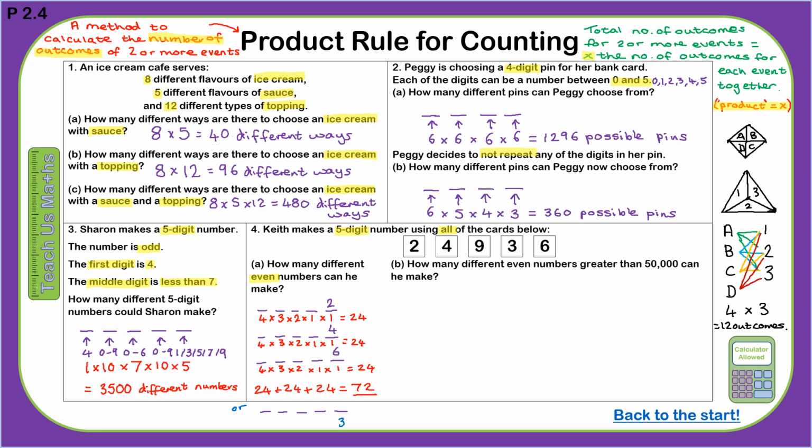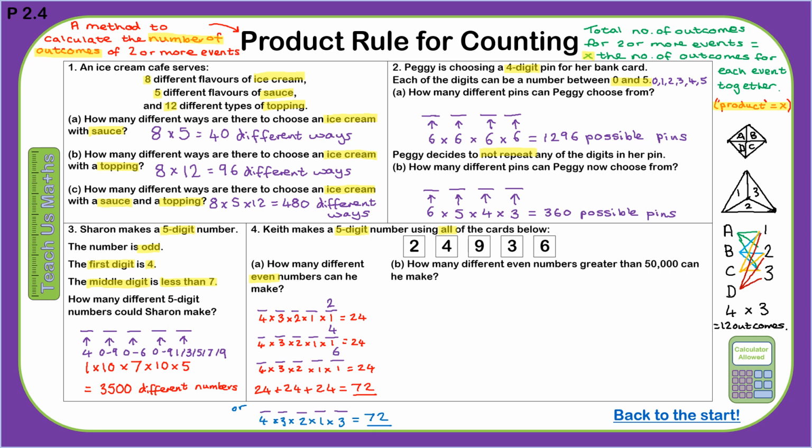Now we have dealt with that constraint, you can go back to the first digit. Because we've chosen a number to get the end, that means that there will be 4 options for the first digit, then 3 options for the second, 2 for the third, and 1 left over for the fourth. And of course those 3 options for the final number. 4 times 3 times 2 times 1 times 3 again gives us 72 different even numbers that Keith can make out of those 5 cards, making a 5-digit number.